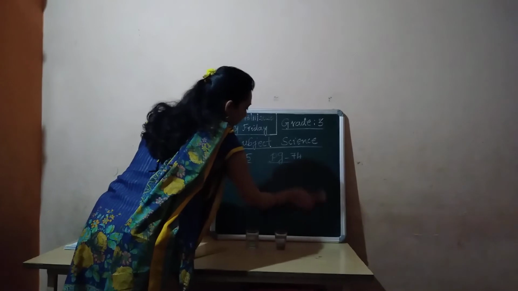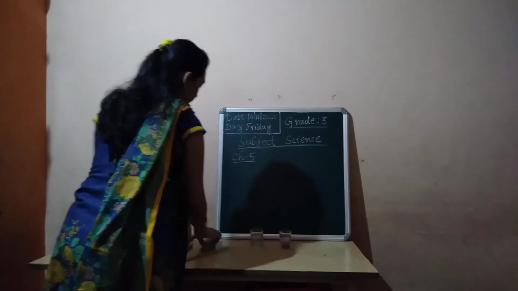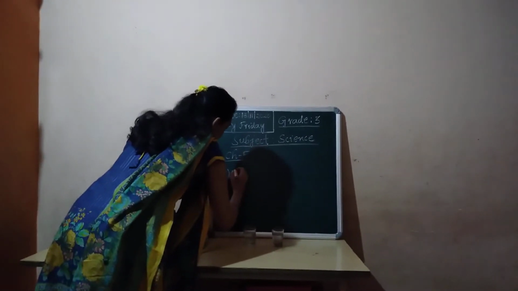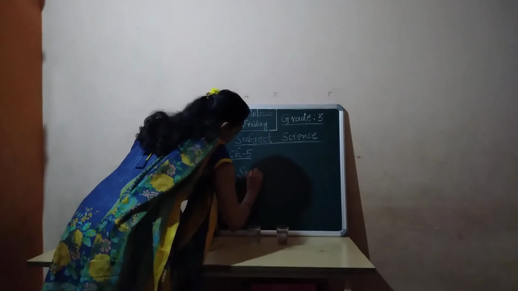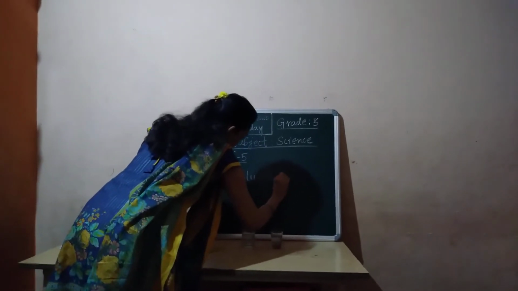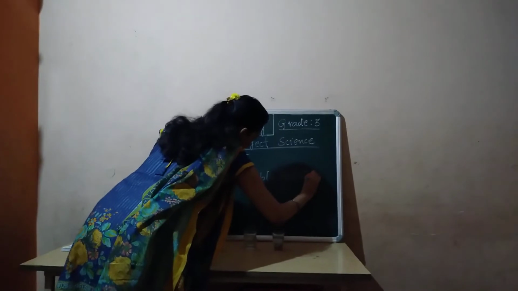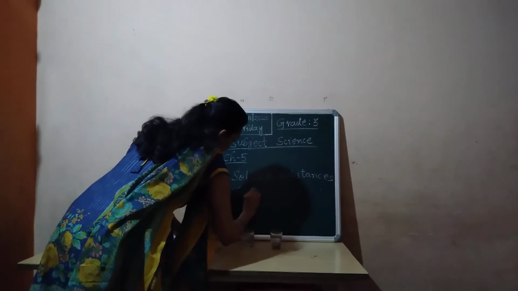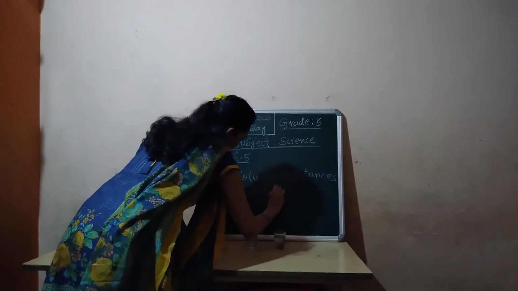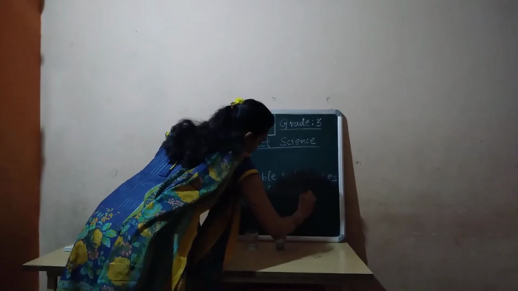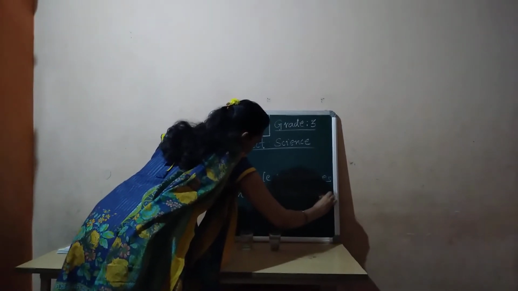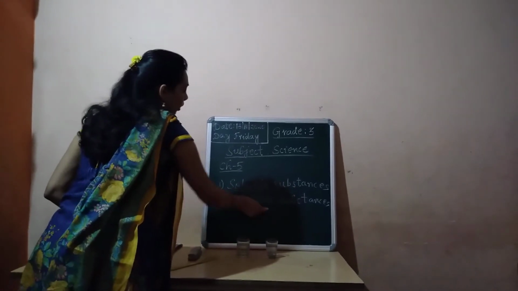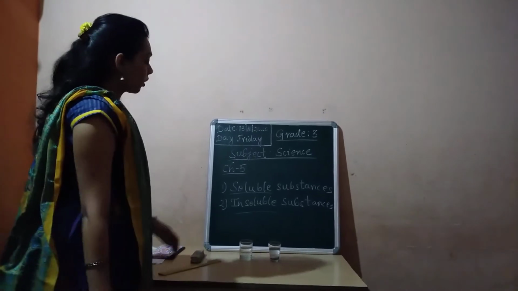Next we are going to see about the soluble substances. There are two types of substances. One is soluble substances and the other one is insoluble substances. Substances are of two types: soluble substances and insoluble substances. Now let me explain what is a soluble substance and what is an insoluble substance.